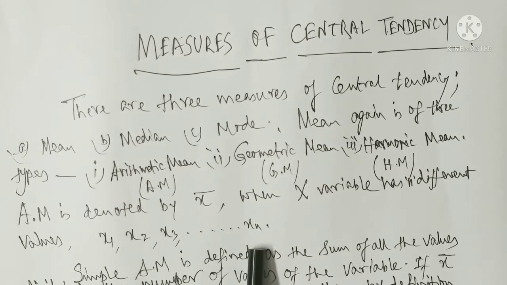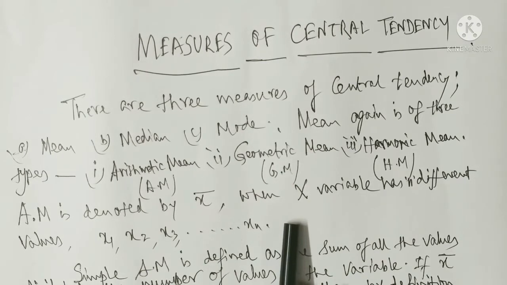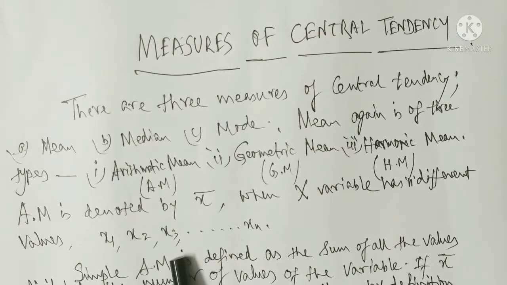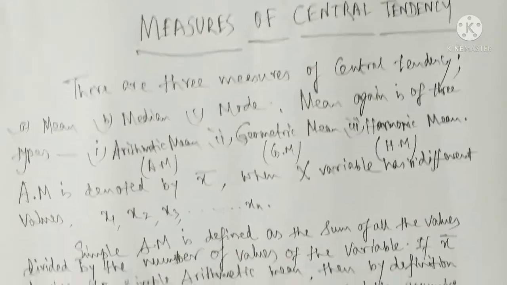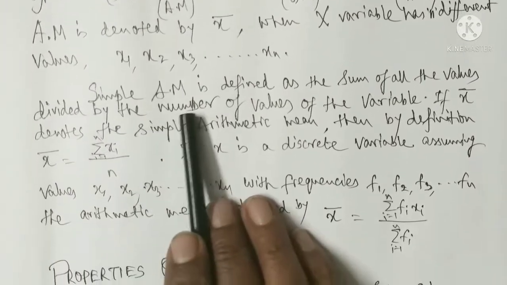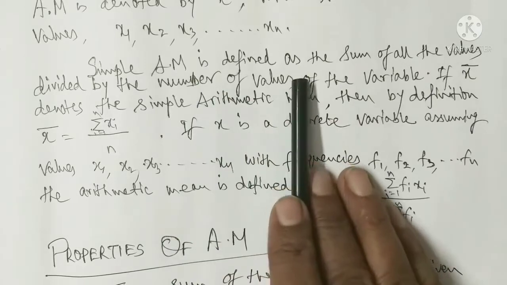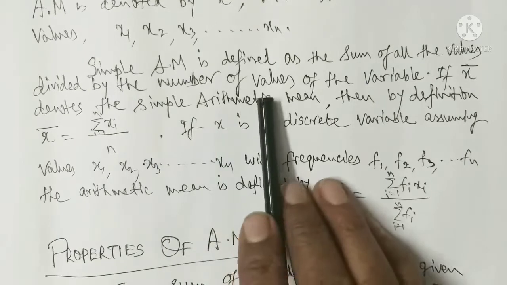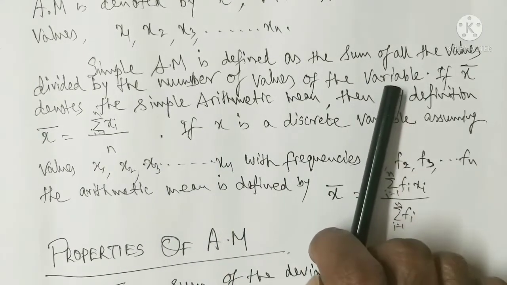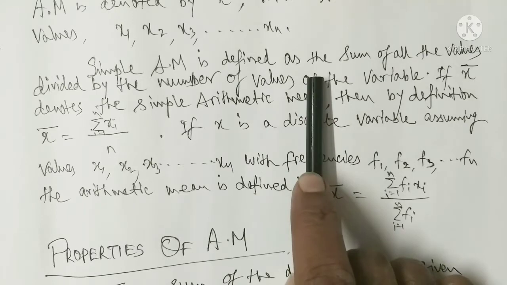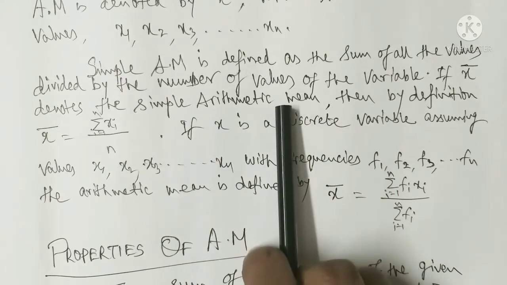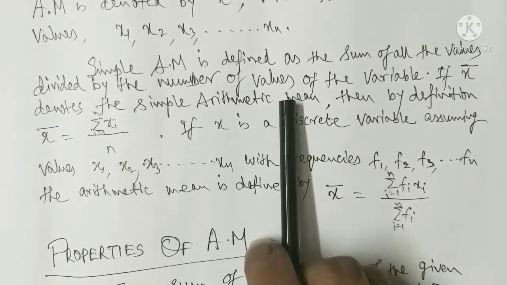In the last video we discussed that capital X denotes the name of the variable, and small x's denote the different values of that variable. Simple AM, or simple arithmetic mean, is defined as the sum of all the values divided by the number of values of the variable. Suppose the sum is 100 and the number of values is 10. Therefore, 100 by 10 is called the simple arithmetic mean.